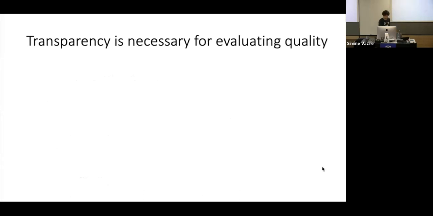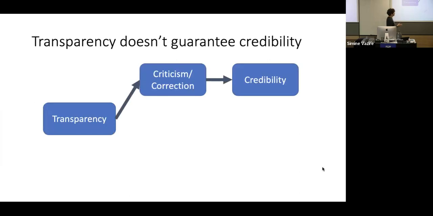Okay. One more point before the break. Transparency is necessary for evaluating quality. Without transparency, you can't as easily evaluate quality, but it's not the same as quality, and it doesn't guarantee that a paper is high quality. So transparency doesn't guarantee credibility. It could improve credibility because through transparency, people point out more things. So in a registered report, you're transparent about what you're going to do and people can help you improve your design.